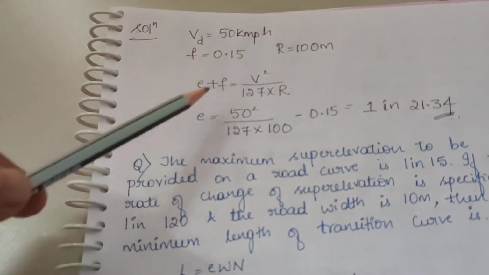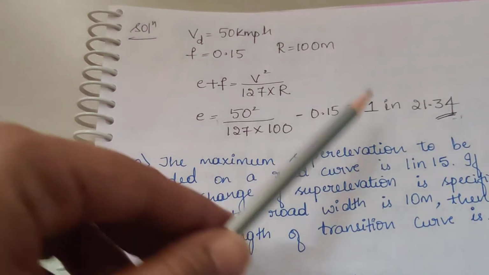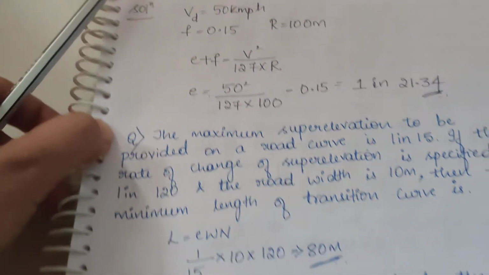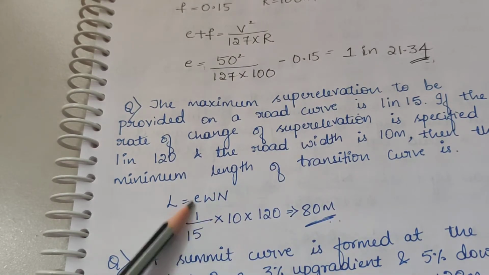So these are all the given values. E plus f is equal to v square by 127r. Substitute this and you get some answer; convert it in the form of slope. And they have asked you to calculate the length of transition curve. Length of transition curve is equal to EWN.